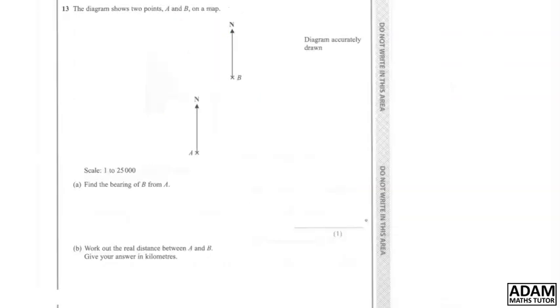Question 13. The diagram shows 2 points A and B on a map. Find the bearing of B from A. Start by connecting A and B with a straight line. We're finding the bearing of B and we're going from A. So from A, bearings are always measured from the north line and we need to go clockwise until we hit the direction towards B. So measuring this angle between here, we should get 25 degrees.